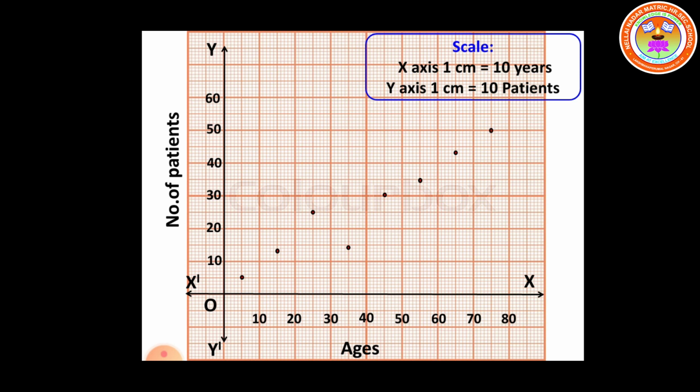Now join these points by straight lines. And at the last join to the x-axis. So this is the required frequency polygon.